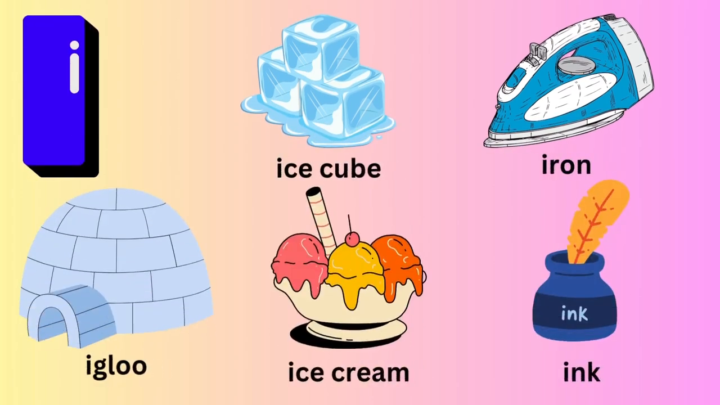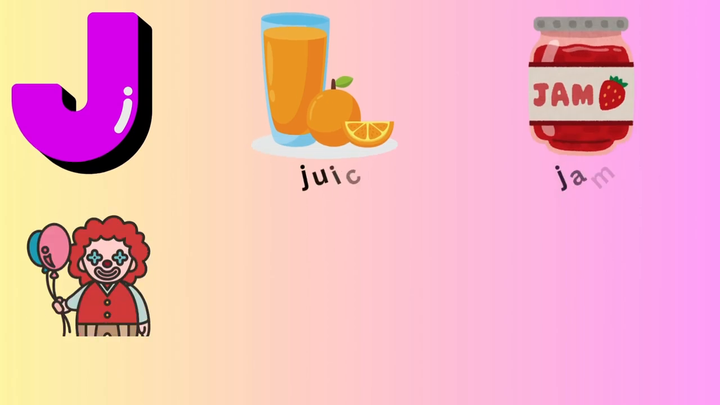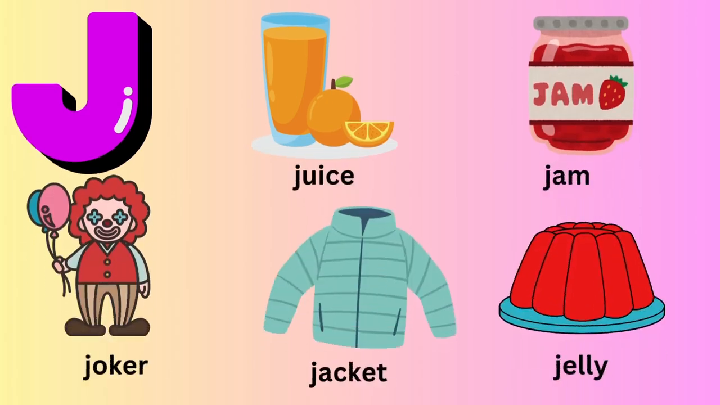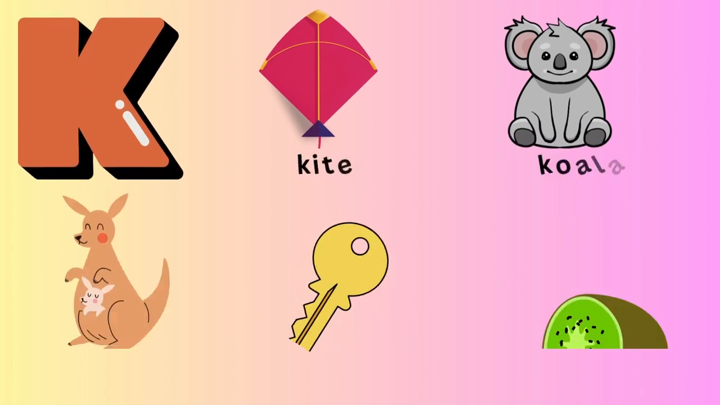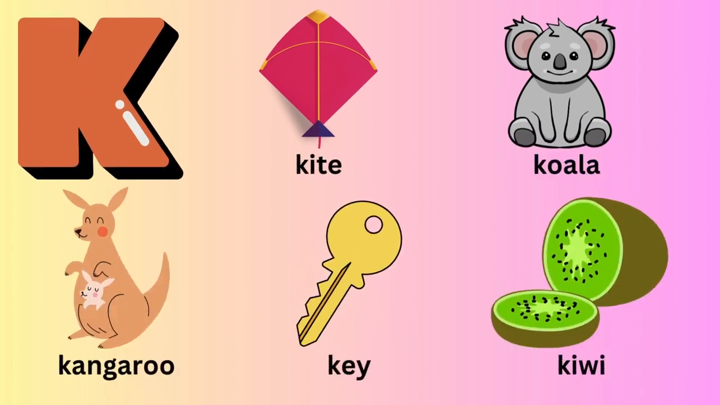I is for ice cube, iron, igloo, ice cream, ink. J is for juice, jam, joker, jacket, jelly. K is for kite, cola, kangaroo, key, kiwi.